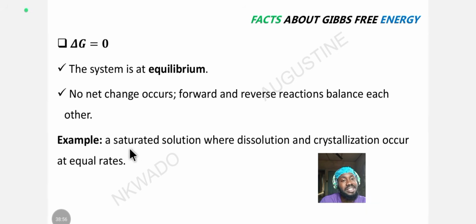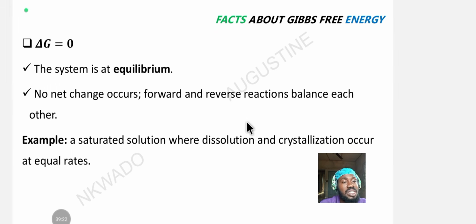For example, a saturated solution where dissolution and crystallization occur at equal rates. A saturated solution whereby dissolution of solutes, dissolving of solutes, and crystallization, that's formation of crystals, and the crystals are recovered from the system, occurs at equal rate. So the system is at equilibrium. The chemical process is at equilibrium.